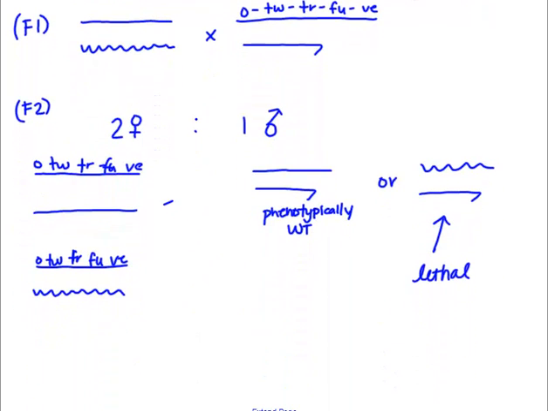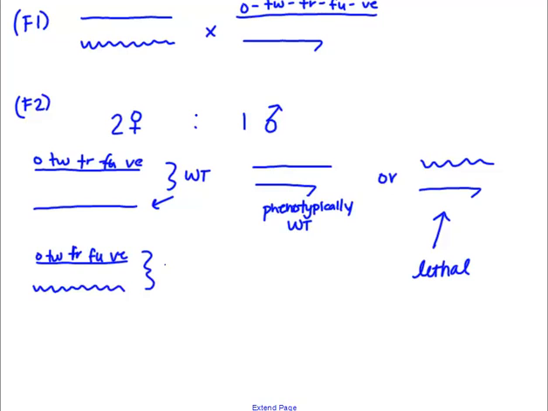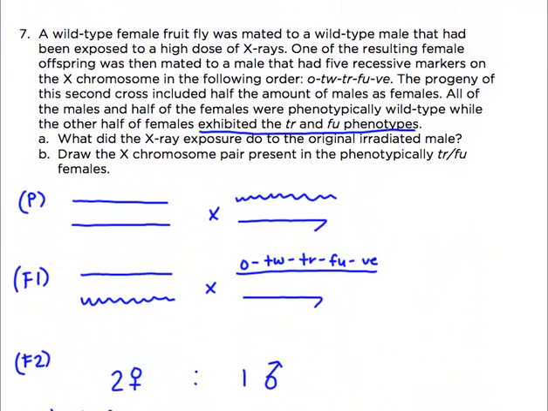If this X chromosome is intact and has all the wild-type dominant alleles, we're going to say that these females were wild type. And these females that had the irradiated X chromosome exhibit the TR and FU phenotypes. So they are TR, FU phenotype. Okay, so now we can answer the questions.